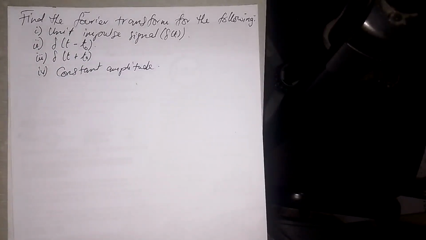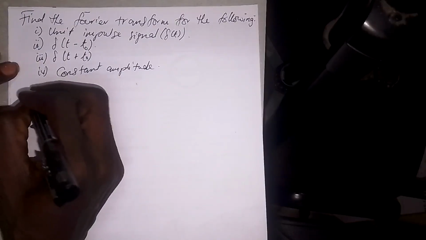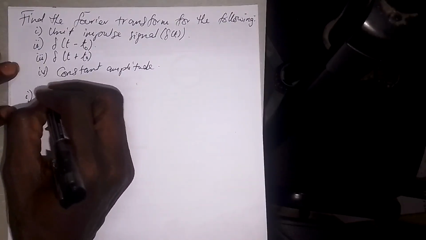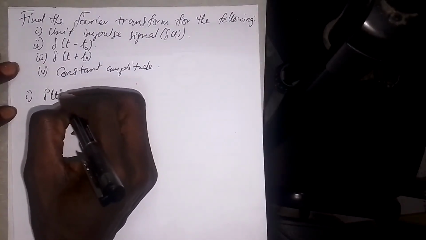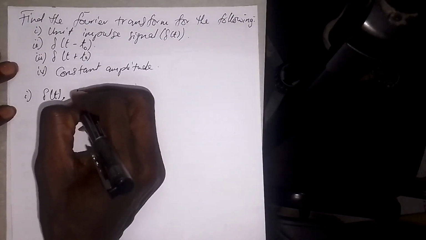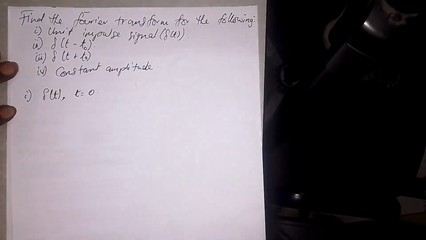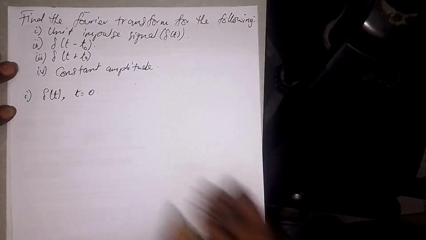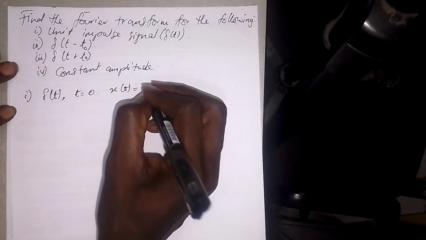Let's take a look at this question by finding their Fourier transforms. Okay, so first let's start with the first one, which is the unit impulse signal. The unit impulse signal is denoted by delta of t, where t is equal to 0. And our x of t is basically equal to what?